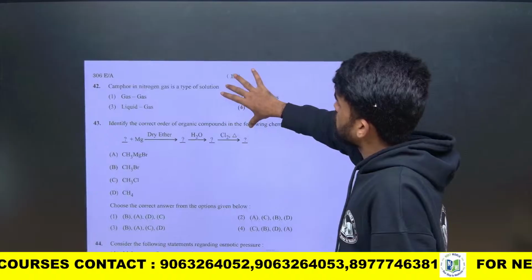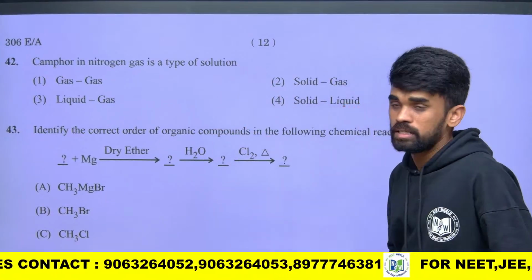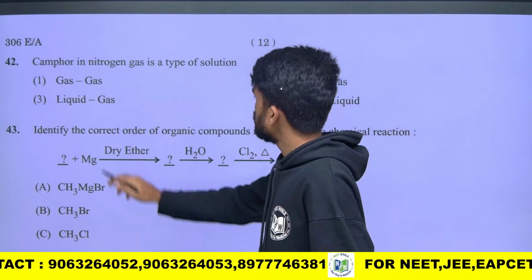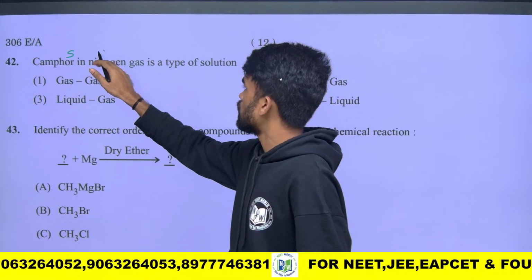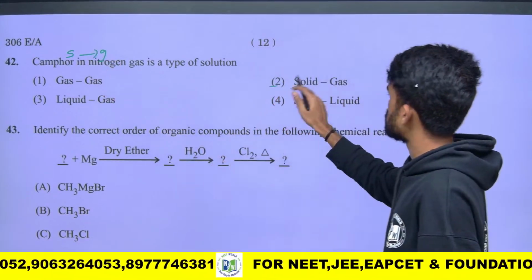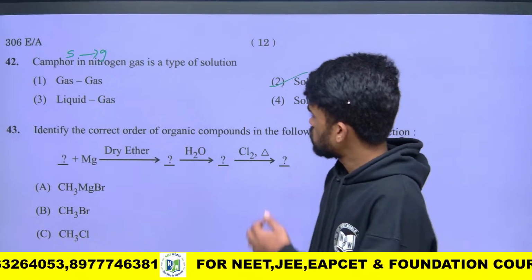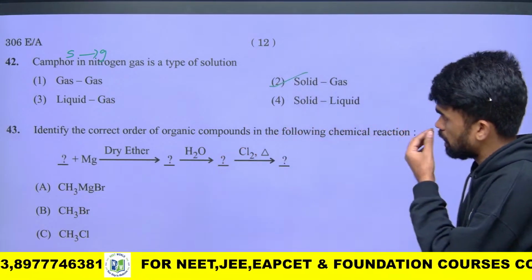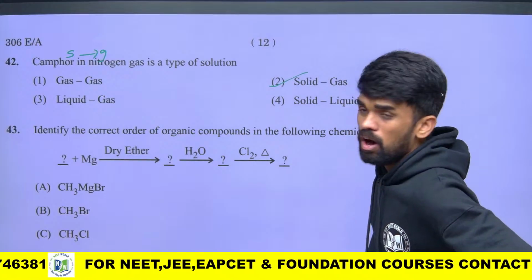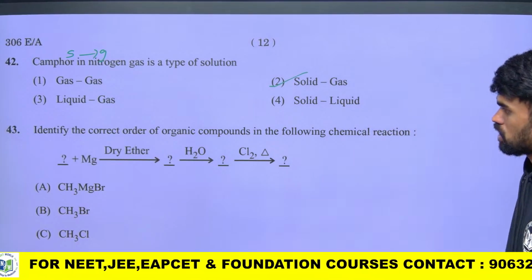Camphor in nitrogen gas. Camphor in nitrogen gas means what? So camphor, a solid in nitrogen gas, solid in gas. So solid in gas, that's it, option number 2. Okay, so now this is again an interesting question from organic. Identify the correct order of organic compounds in the following chemical reaction.